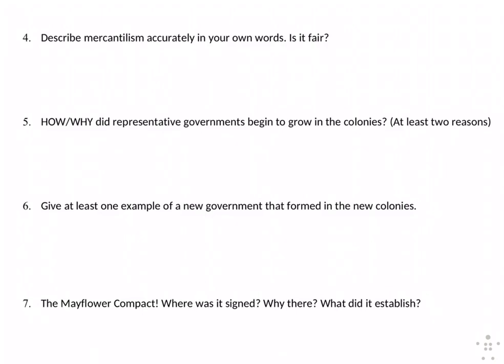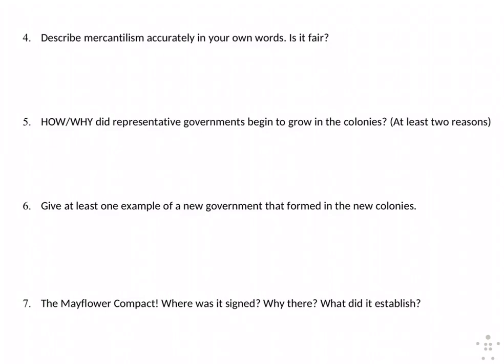Number five, how and why did representative government begin to grow in the colonies? You need to list at least two reasons. So the colonists were sending cheap materials to England, and the colonists were forced to buy finished goods. So, that's number four, I'm sorry.